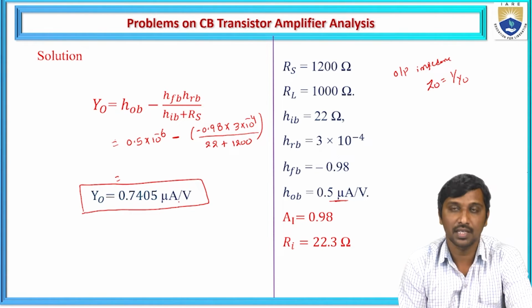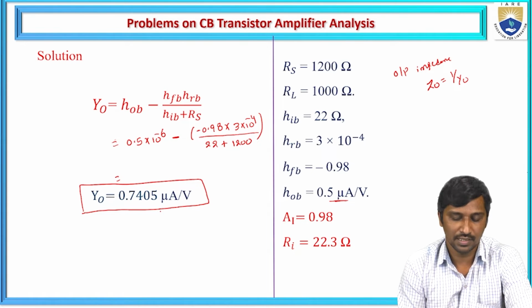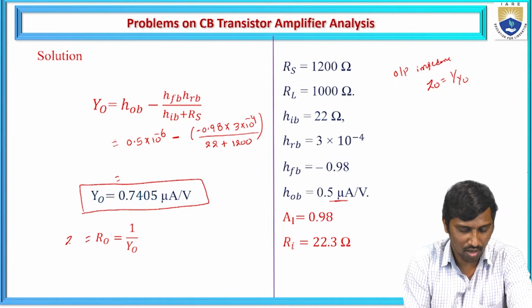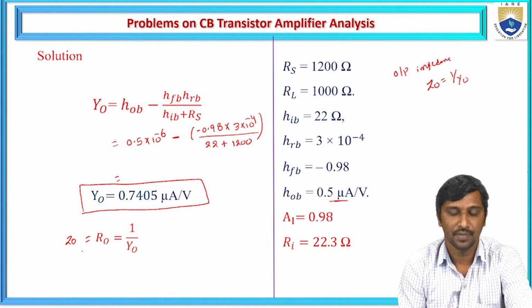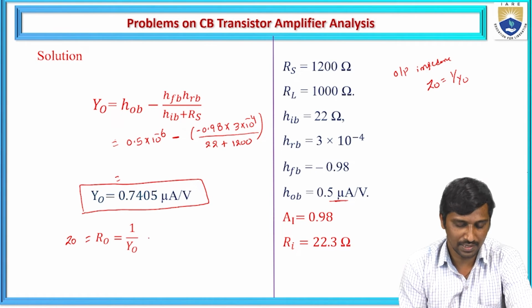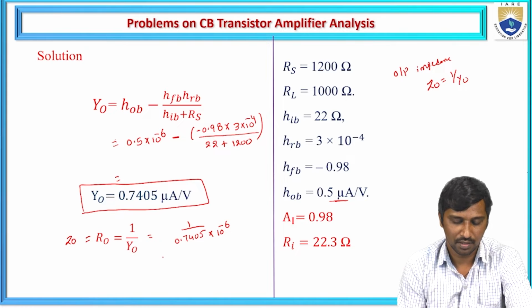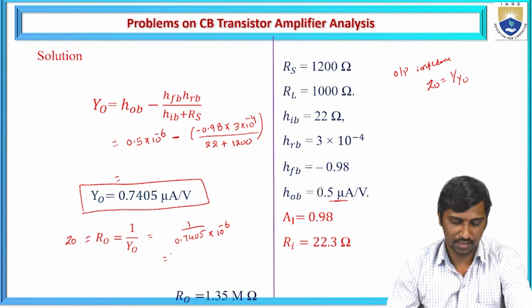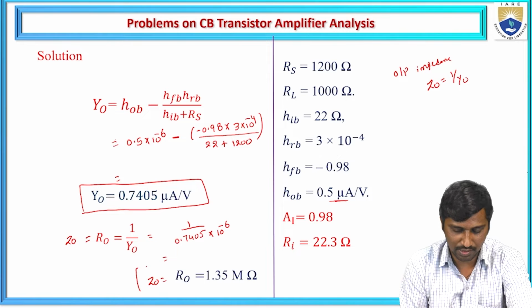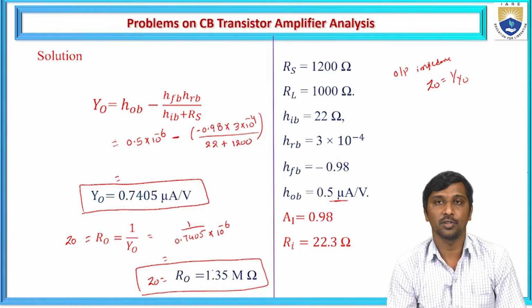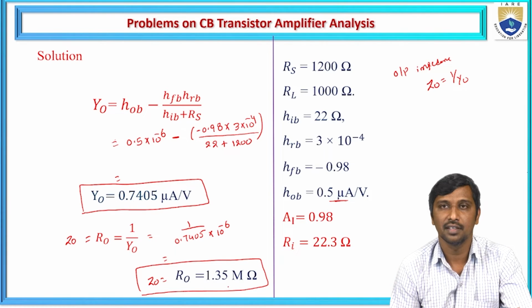0.7405 microampere per volt. From this, now we need to calculate the Z0 parameter, also called R0, the total output impedance at the output side. Hence Z0 or R0 is nothing but the reciprocal of the admittance. So 1 by 0.7405 into 10 to the power of minus 6. If you solve this one, it gives R0 or Z0 equal to 1.35 mega ohms. So this is the Z0 value. Z0 value is 1.35 mega ohms.